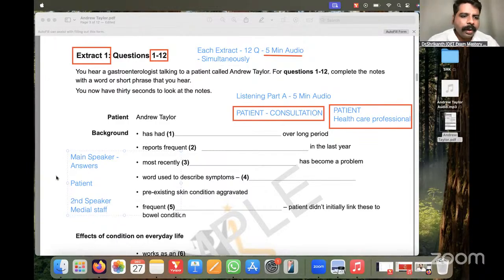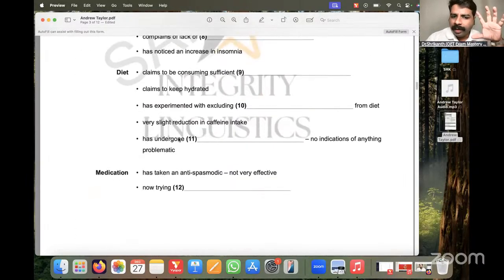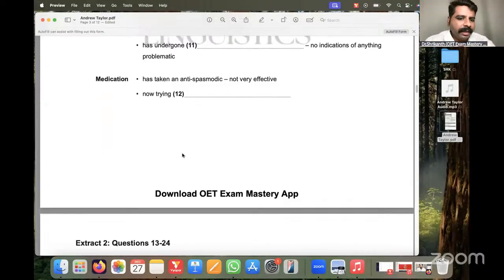Now that you have a small idea of what to expect in listening part A, we have 24 fill in the blank questions. We have 2 extracts. There are 12 questions per extract over here. And what else do you see? You'll be listening to a 5-minute length audio and your duty over here is to find the missing information.